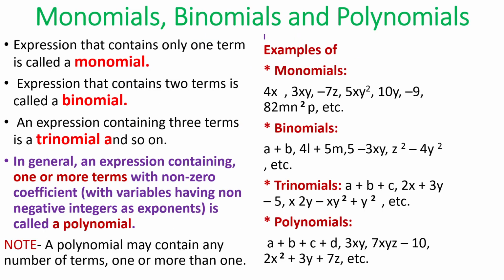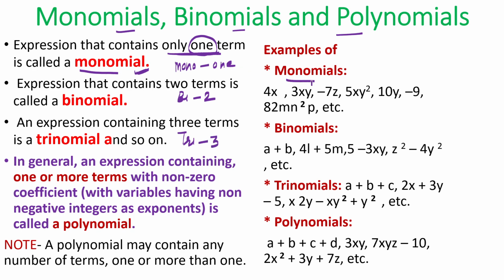What are monomials, binomials and polynomials? These are the types of polynomial. What is a monomial? An expression that contains only one term. Containing only one term is called a monomial. Keep in mind, mono means one, bi means two, and tri means three. So mono means one.